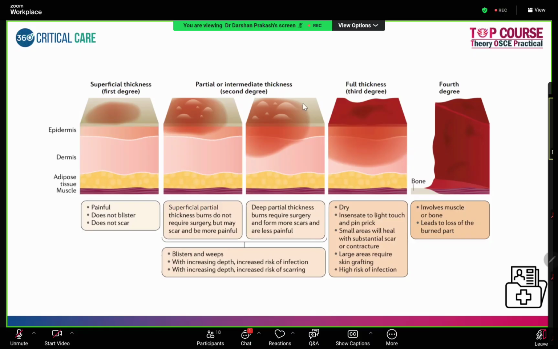So what we need to understand is, whenever the dermis gets involved and beyond the dermis, the chance of infection is higher, the rate of healing is slower, and the need for surgical treatment would be higher in such patients. That is starting from deep partial thickness, full thickness, and the fourth degree burns. I hope you guys are with me till here.